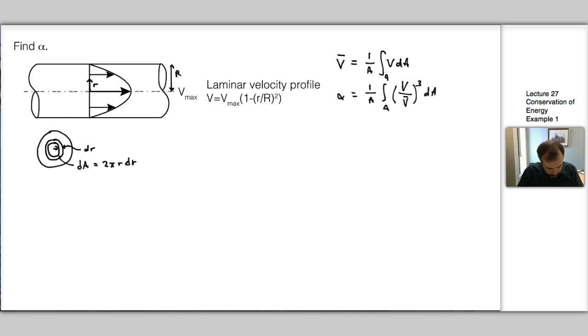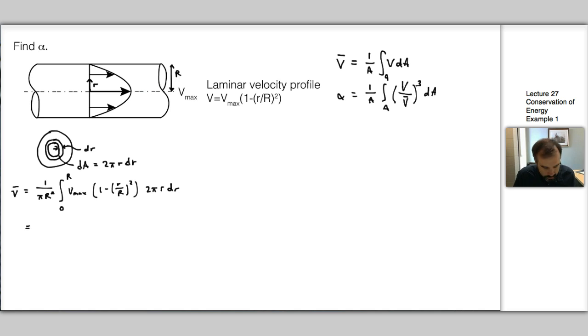Okay? So now we can set up our integral. Let's first solve for V bar. So we're going to say that V bar is equal to 1 over pi R squared times the integral from 0 to R of V max times 1 minus (r over R) squared times 2 pi r dr. Okay, that's just 1 over the area times the integral of velocity times the differential area. All right, so we can take that integral.